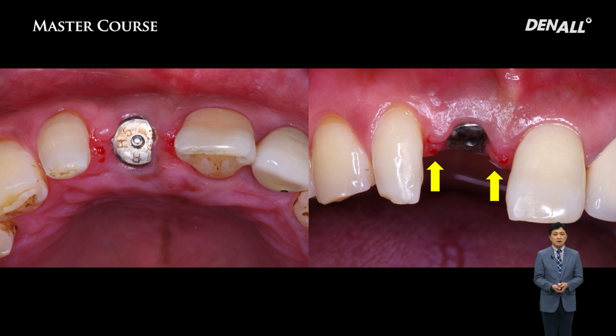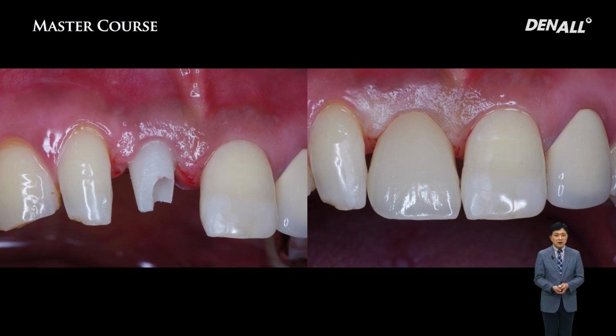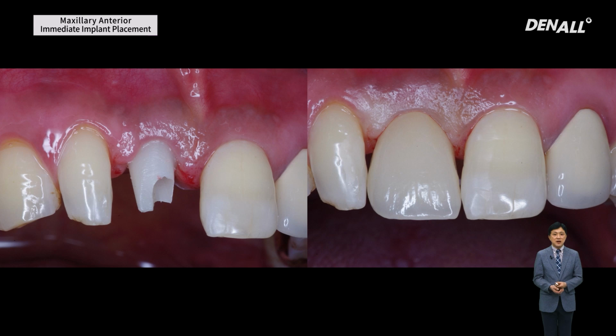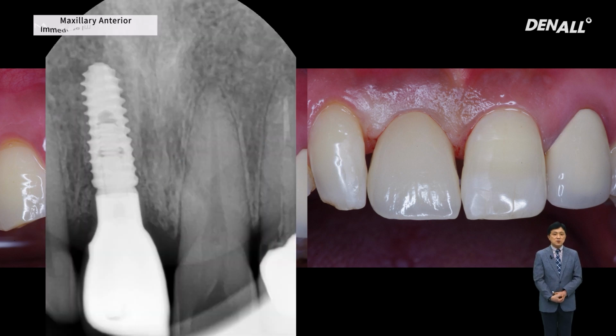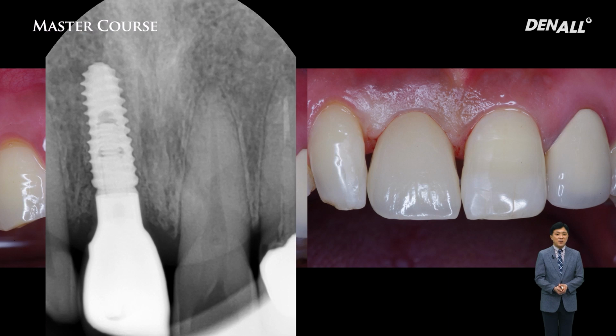And the zirconia link abutment is used for the final prosthesis. The patient is lost to follow-up. Contact points were adjusted over several visits to fill the gaps with papilla before finishing the case. The final prosthesis is delivered, and you can see the link abutment. So, immediate implant placement in the maxillary anterior.